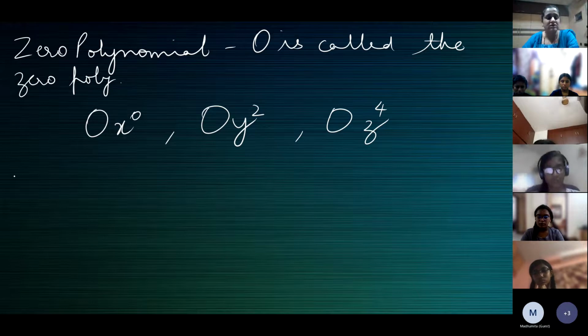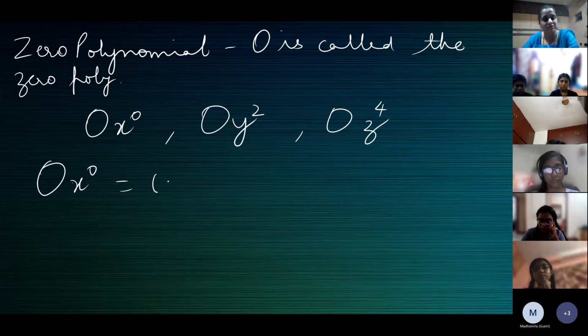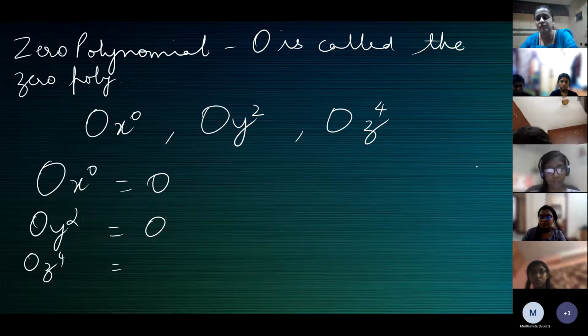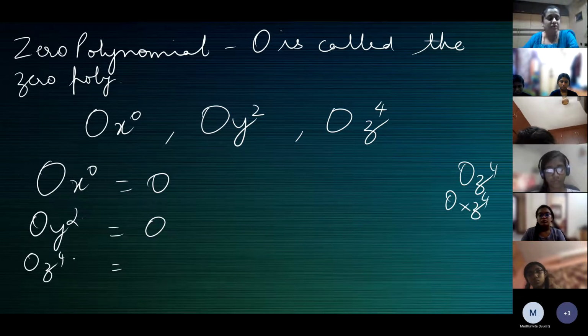Now, consider all three cases. 0x to the power 0. What is x to the power 0? 1. And 1 into 0 is 0. Okay, 0y square. Y square into 0 is 0. Okay, 0z to the power 4. When you say 0z to the power 4, it is 0 into z to the power 4.